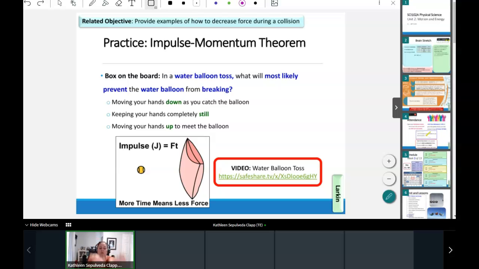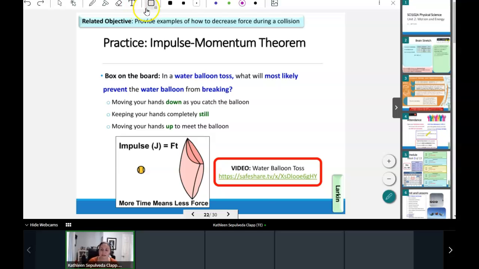When you catch it, lower your hands, because as we are lowering our hands to catch the water balloon, we're increasing our time of impact. Increasing our time of impact results in less force, then the water balloon hopefully will not break.